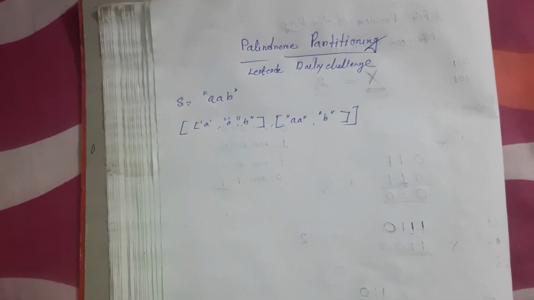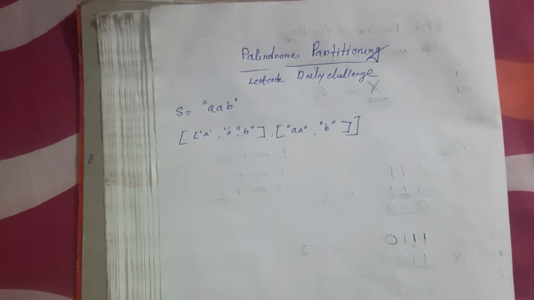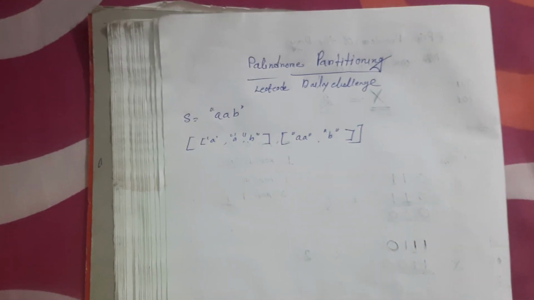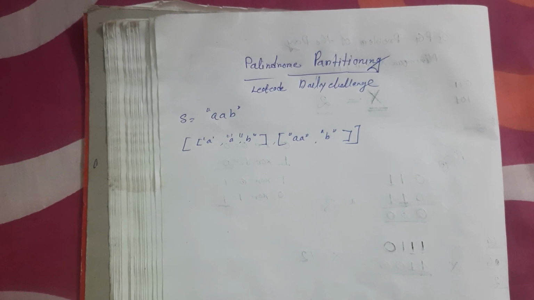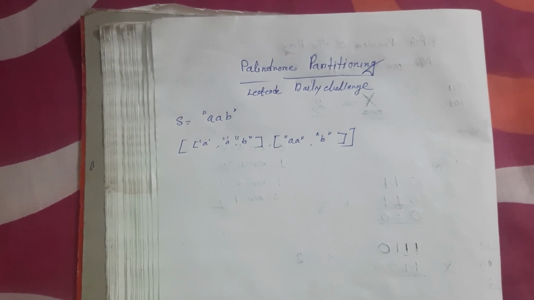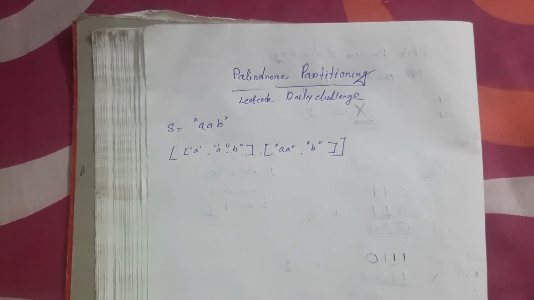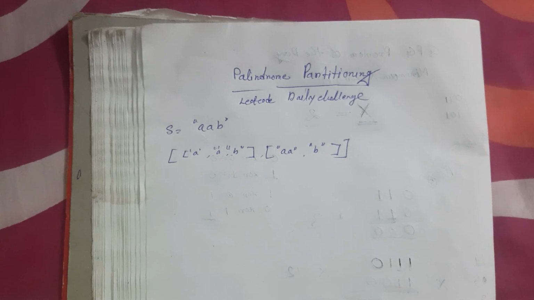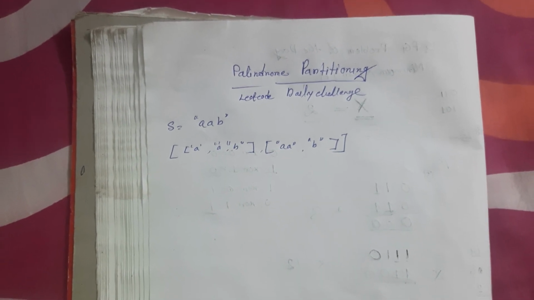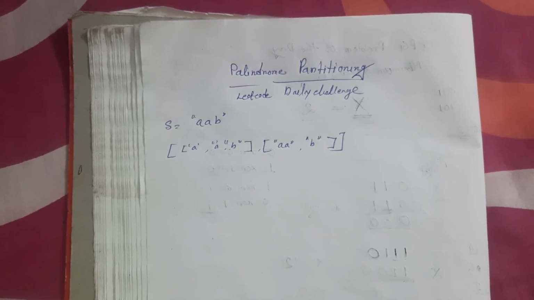Let's understand today's LeetCode daily challenge problem. The problem name is Palindrome Partitioning. In the problem it states that we are given a string. We need to partition the string such that every substring of that partition is a palindrome. And then we need to return all the possible palindrome partitions of that string S.